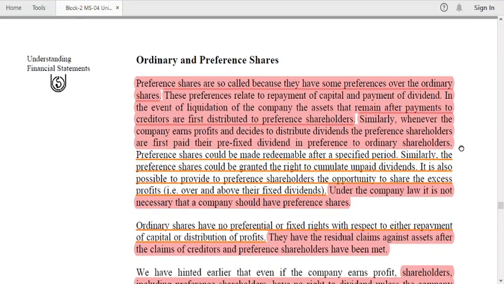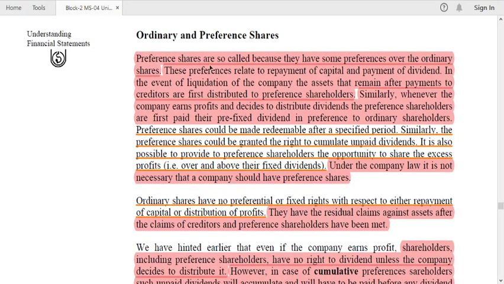Ordinary shares and preference shares. Preference shares are so called because they have some preferences over the ordinary shares. What are these preferences? Their preferences are related to repayment of capital, which is the original amount they have given to the company as an investment, and payment of dividend.